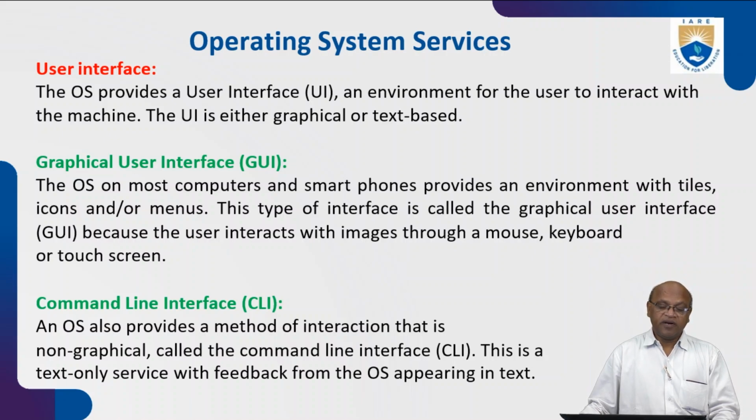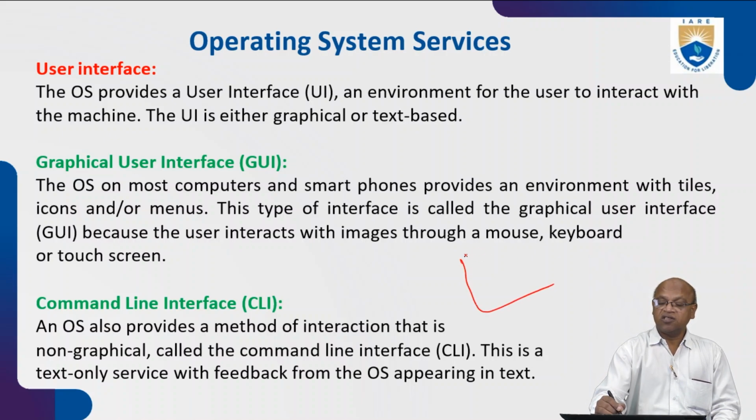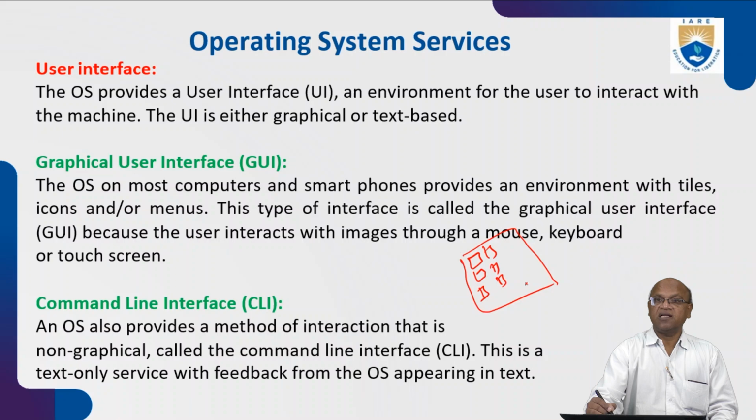Then the command line interface, CLI. CLI means command line interface. An OS provides a method of interaction that is non-graphical, called the command line interface. This is a text-only service, with the feedback from the OS appearing in text. If you look at this, using Windows or Linux, you will get the icons on the screen. This is called graphical user interface. So this is happening in Windows and Linux.